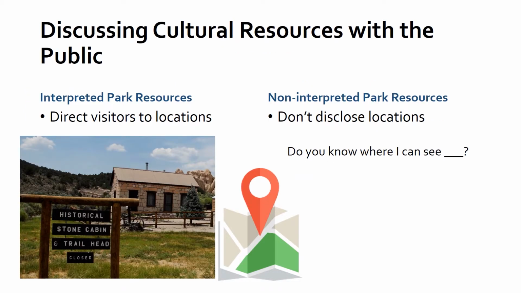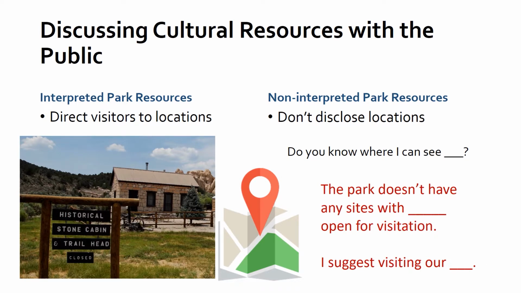There will be times that you're required to discuss cultural resources with the public. For example, somebody may come up and ask you where to see things. And it's okay to direct visitors to interpreted park resources, for example, the stone cabin. However, it's important that you do not disclose locations of non-interpretive park resources. So for example, "Do you know where I can see arrowheads?"